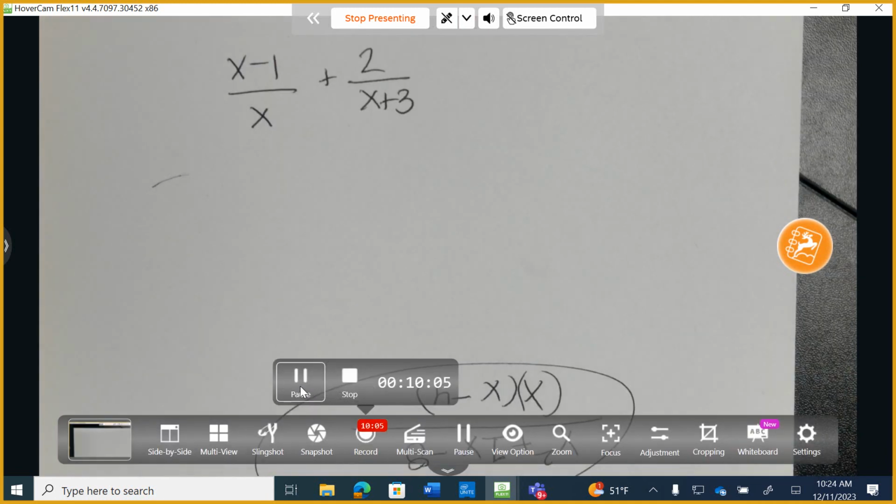In this problem, you could do the butterfly method. You absolutely could. Or we could find a common denominator. It is your choice. Does anybody want me to demonstrate the butterfly method for this problem? Okay, let's do it.